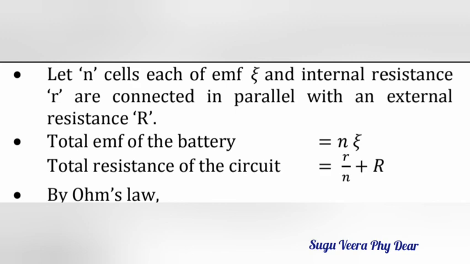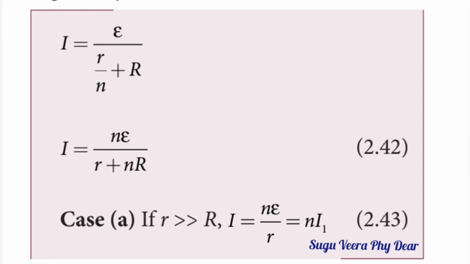By Ohm's law, I equals total EMF divided by total resistance, which equals ψ divided by (r divided by n plus R). Take the LCM of the denominator terms: (r plus nR) divided by n. Multiply the numerator by the reciprocal of the denominator value. So I equals nψ divided by (r plus nR).